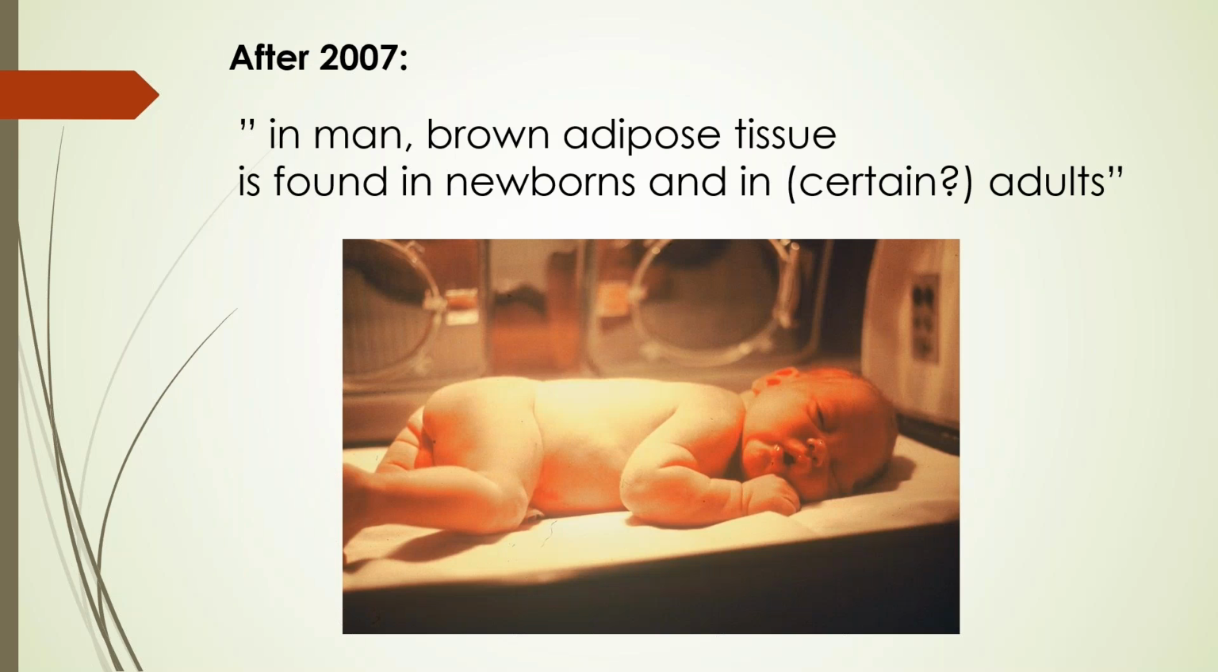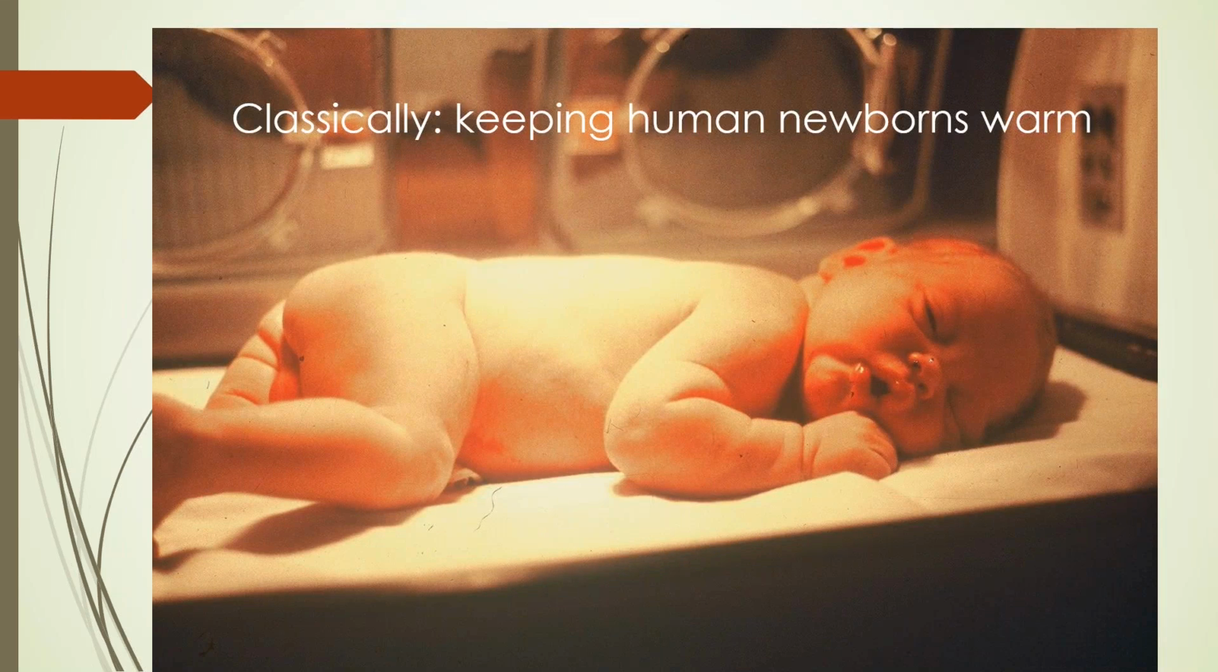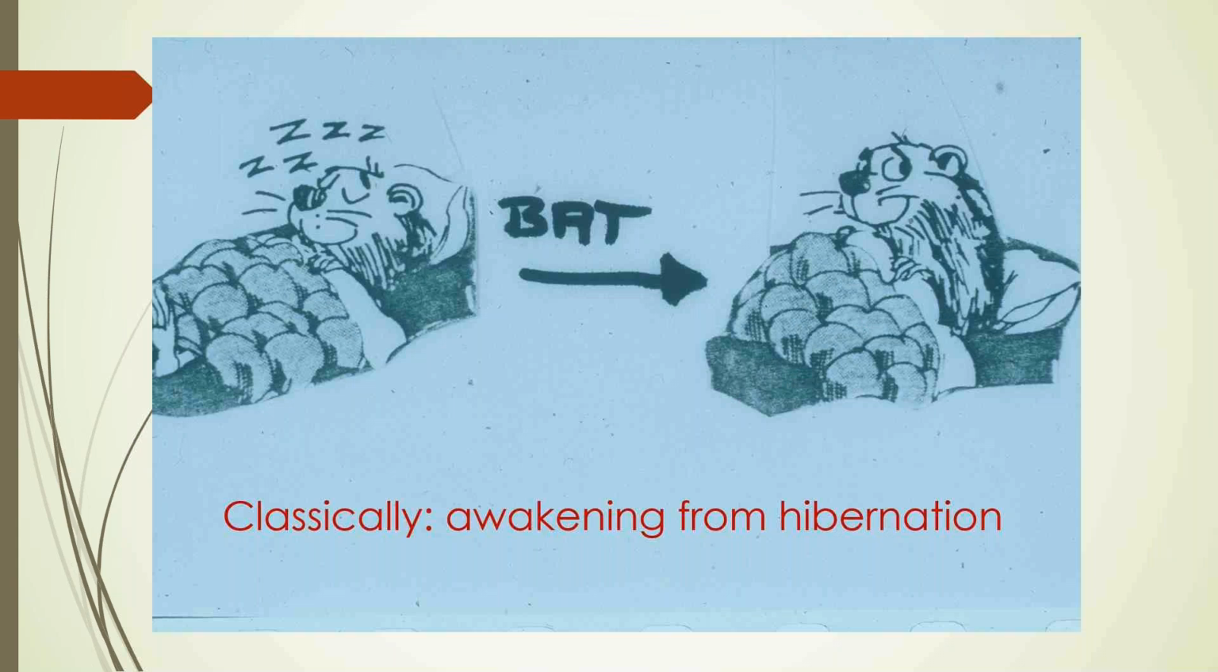So why was it important? After 2007, things really changed, and what people were now saying is that in man, brown adipose tissue is found in newborns and in certain adults. The role of brown fat in newborns is to keep us warm. Rodents are a little different from humans. Rodents have brown fat always, throughout their life. The main reason they have brown fat is that it helps them during the hibernation period. Even bears and smaller rodents have a lot of brown fat, and that could be used to generate energy when they are hibernating.